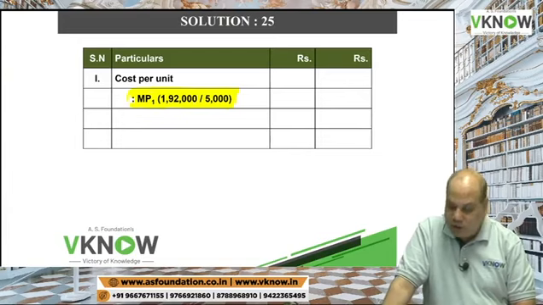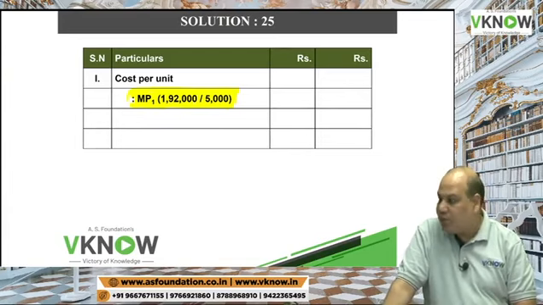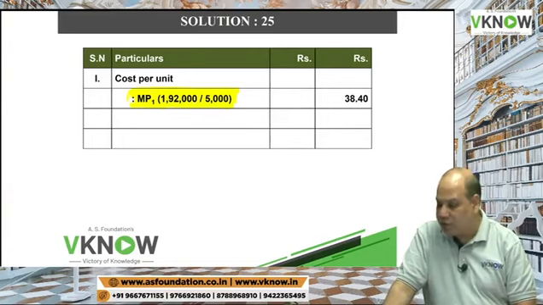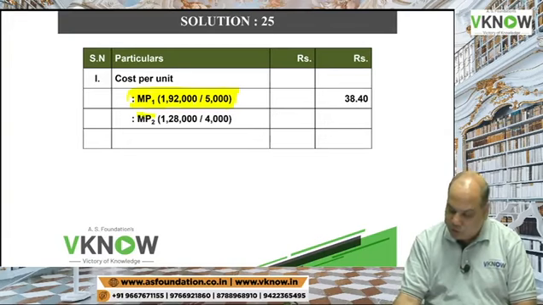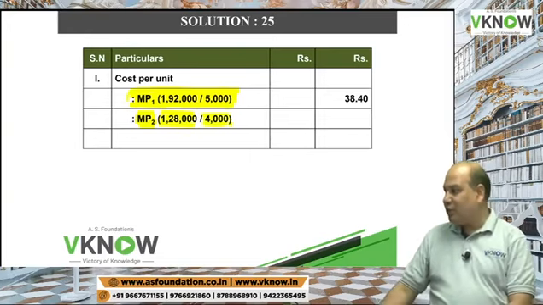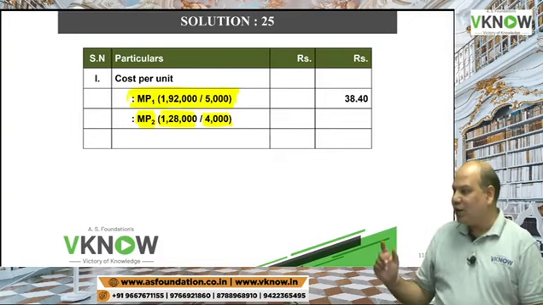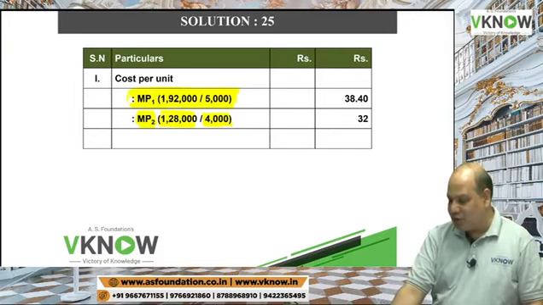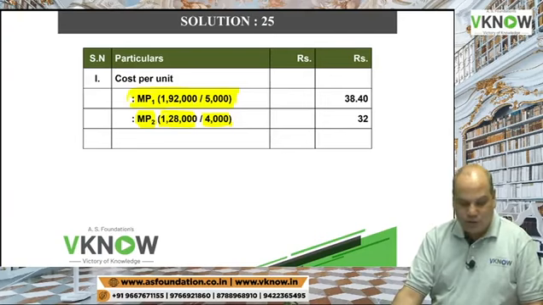Yes, Surya, you are right. Cost per unit of MP1, please reply. 1,92,000 divided by 5,000 is 38.40. Cost per unit of MP2: 1,28,000, Rohit Kumar is right, very good, divided by 4,000. Rajendra is right. So that is 32 rupees. Sakshi is right. Now, this is the cost per unit we have got.